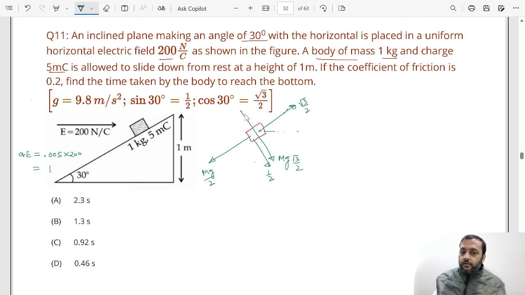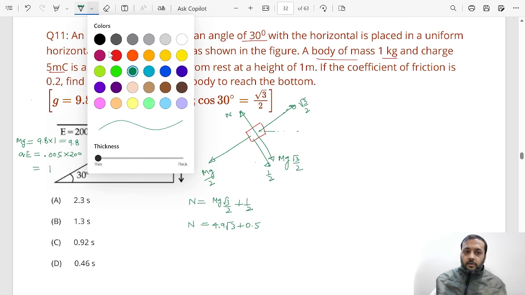Now, of course, normal reaction will balance both of these forces. So also let's find the value of mg. Mg is equal to 9.8 into 1, so 9.8 Newton is the value of mg. And the value of normal reaction will be equal to mg into root 3 by 2 plus half. That means 9.8 into root 3 by 2, that means 4.9 into root 3, plus 0.5. This is the value of the normal reaction.